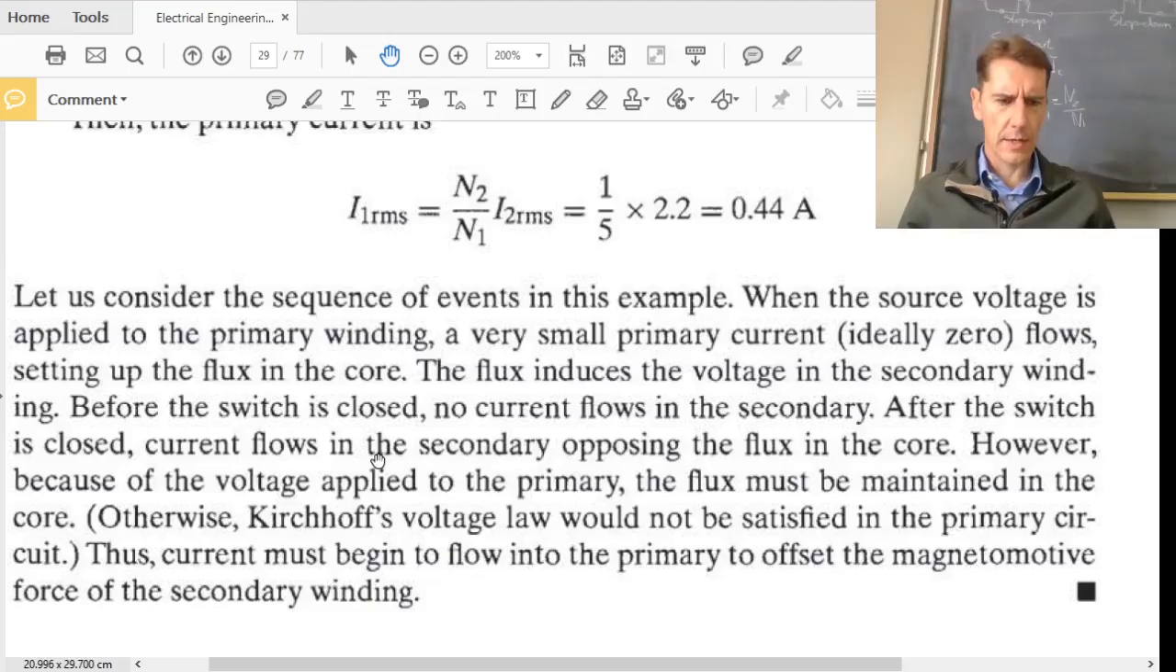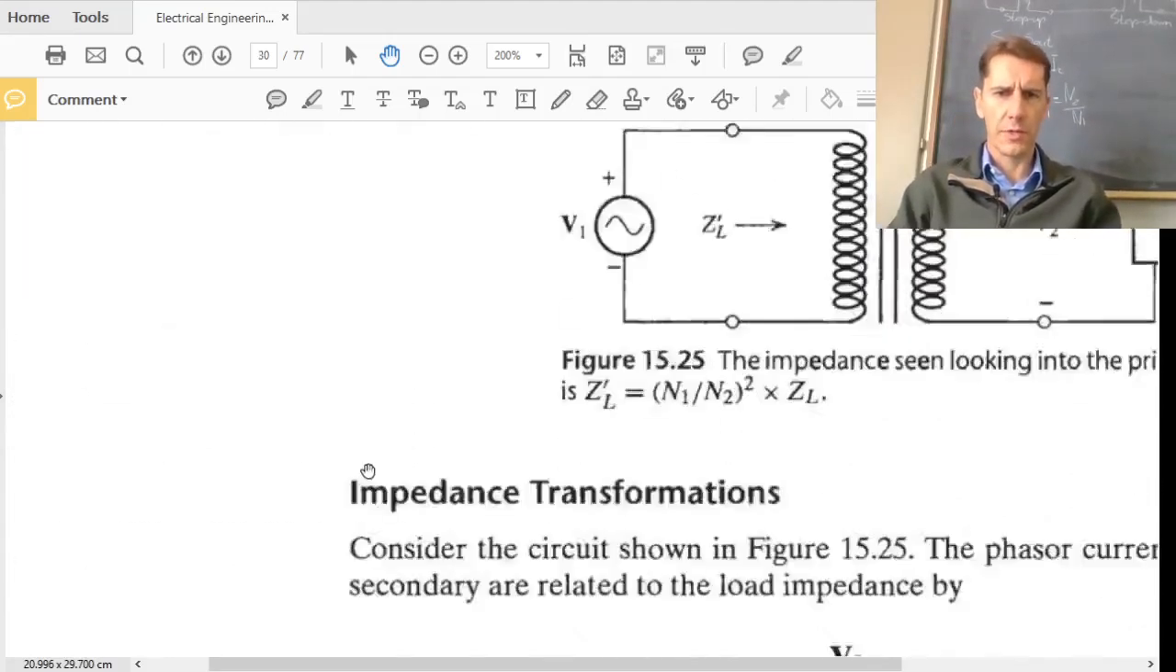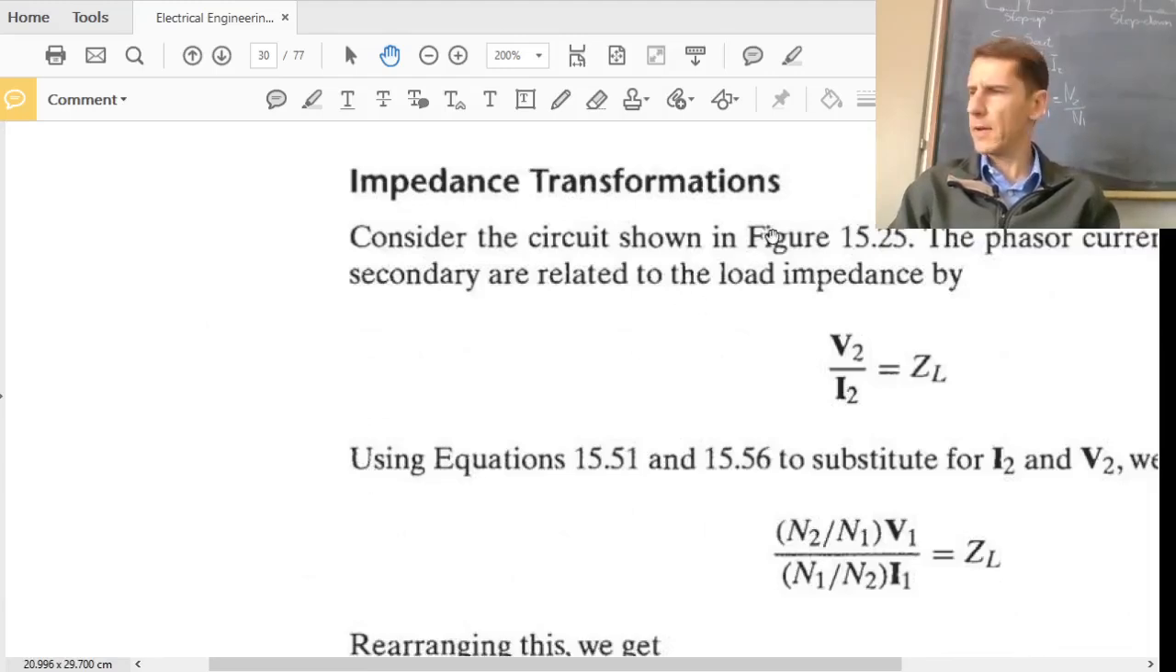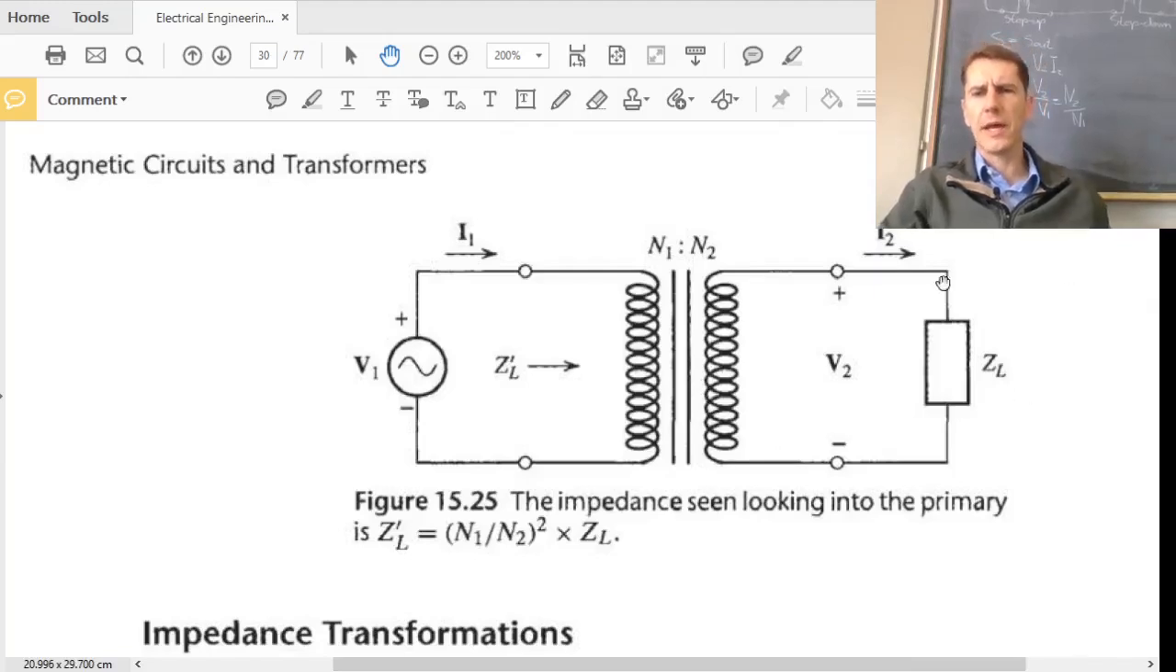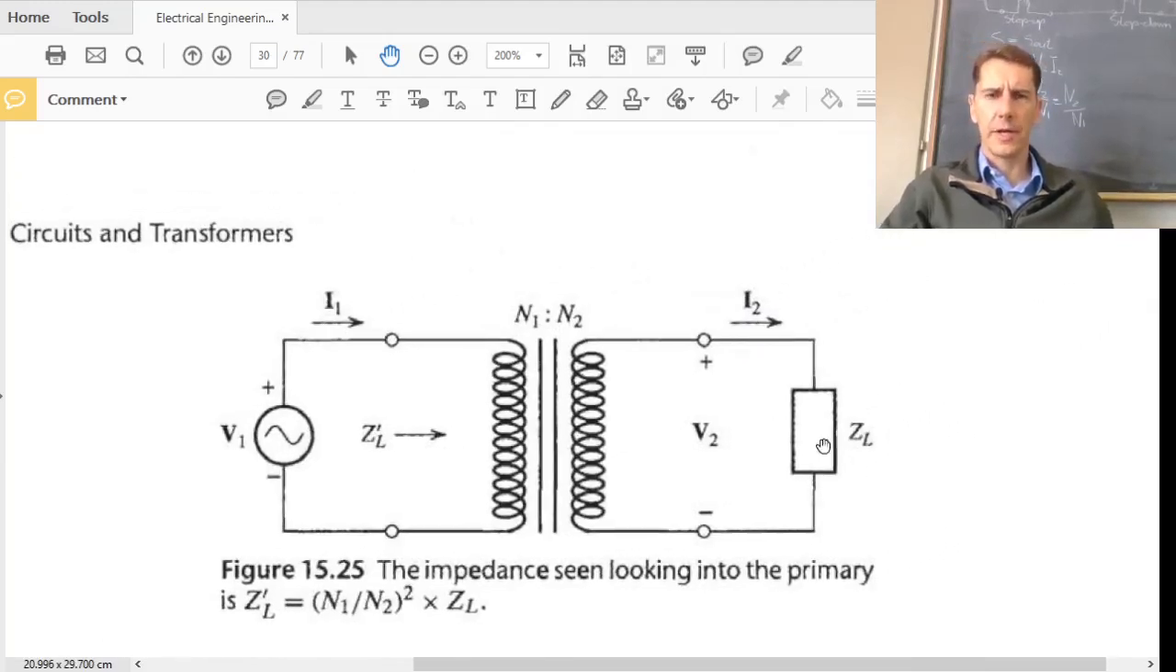I want to then go on to impedance. What do they call it in this textbook? Transformations. In my other textbooks I call it impedance referrals. Let me just get to the right page. Impedance transformation or impedance referrals. What we want to do is take our load on the secondary side and chuck it over to the primary side so that we don't have this turns ratio thing in our way to calculate power in the load.